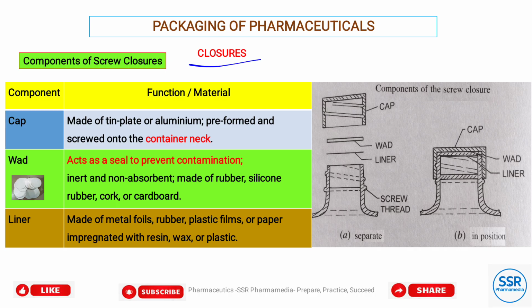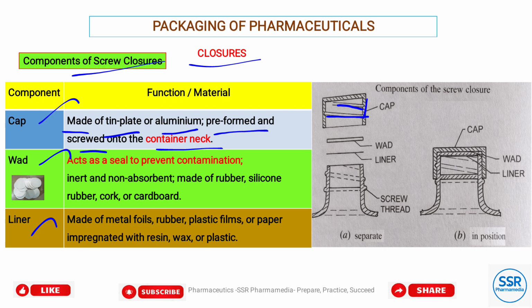Next, under closures, the components of screw closures. The components of screw closures, as already told, are cap, wad, and liner. The cap's main functions and materials: it is made of tin plate or aluminum, preformed and screwed onto the container neck. So this is the cap.